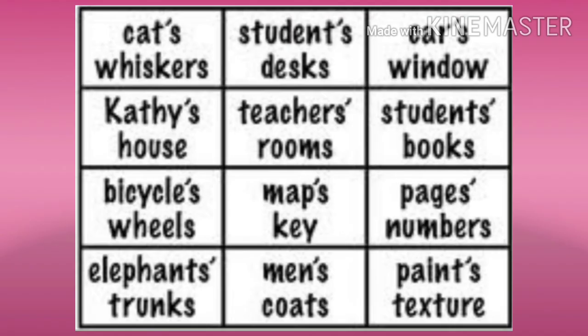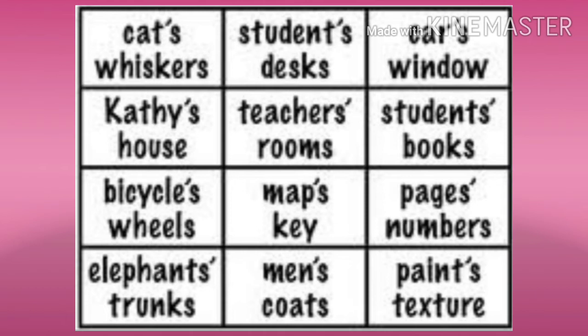Let's see some uses of apostrophe to show possessiveness. Cat's whiskers. That means the whiskers of the cat. In the same way, Kathy's house. Bicycles' wheels. Elephants' trunks. Students' desks. Teachers' rooms. Do you feel anything different here?